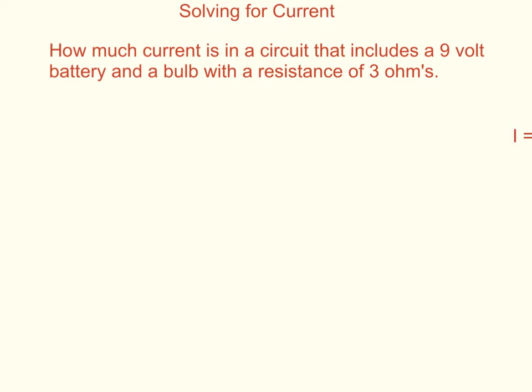So here's our problem. How much current is in a circuit that includes a 9-volt battery and a bulb with the resistance of 3 ohms? So like every problem we solve this year, the first step to do is to collect your numbers. So I'm going to find my numbers, okay, which are 3 ohms and 9 volts, and I'm going to write those down.